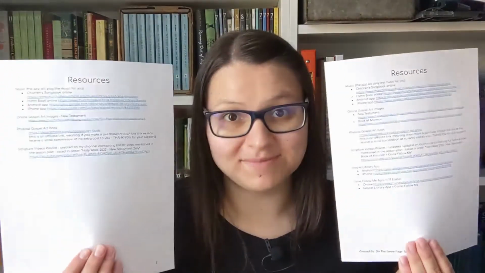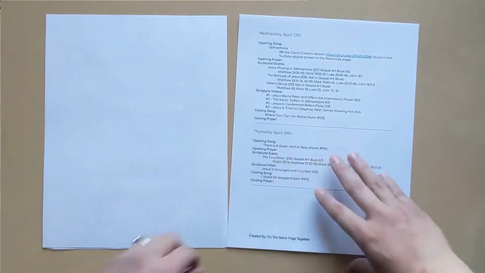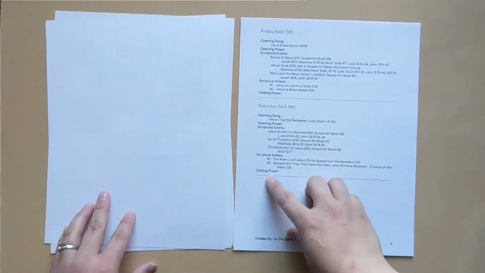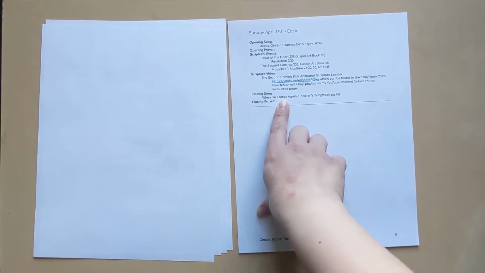There are two versions of the lesson plan, and in both versions you will find a cover page and a resources page. In the New Testament only version, each day will include an opening song, opening prayer, the scriptural events to study for that day, scripture videos, a closing prayer, and occasionally there's also a closing song because I just couldn't help myself. And there's one activity that my family loves.